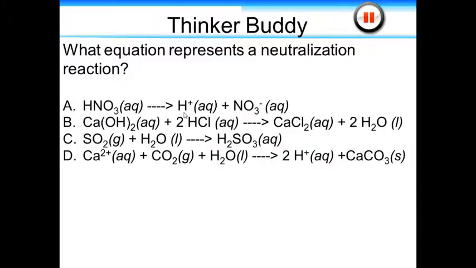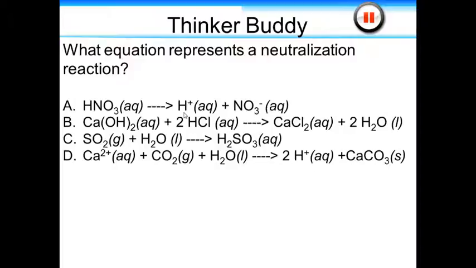Thinker Buddy question. What equation represents a neutralization reaction? A. Nitric acid, HNO3, dissociating to form H+ and NO3-. B. Calcium hydroxide, Ca(OH)2, plus 2 HCl molecules goes to form calcium chloride, CaCl2, and 2 water molecules.